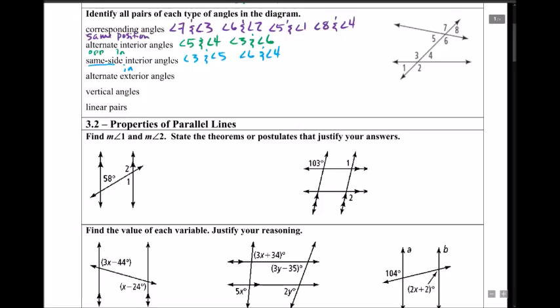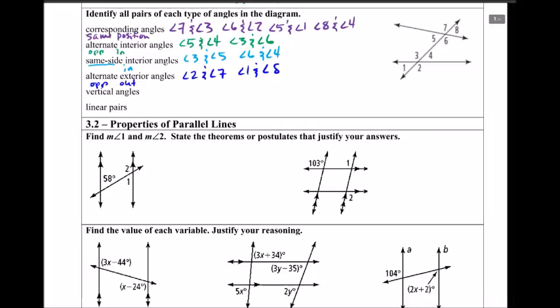is alternate exterior angles. So that means they're on the opposite side of the transversal and outside. So let's find our outside angles, 7, and who is opposite of that? 2. So we have angle 2 and angle 7, and who else is out there? Angle 1 and angle 8. So those are our alternate exterior angles.